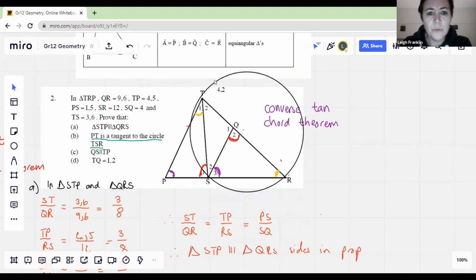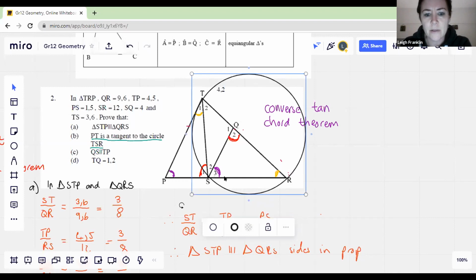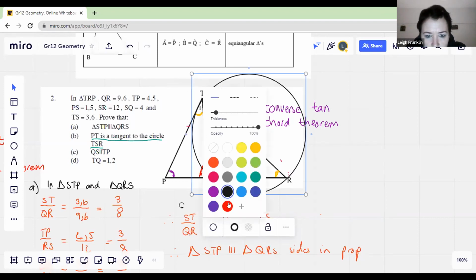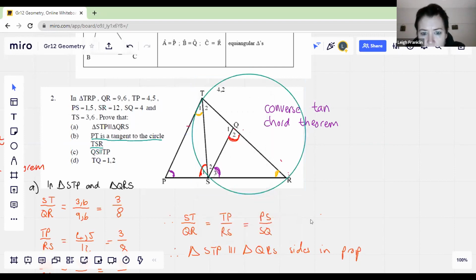Let's make it a different color. No, I didn't want to change that. There we go. I just wanted to make it a different color. What are we going to make it? Green. That one. Okay. There. So that green circle is imaginary. It isn't actually there, but that doesn't matter.